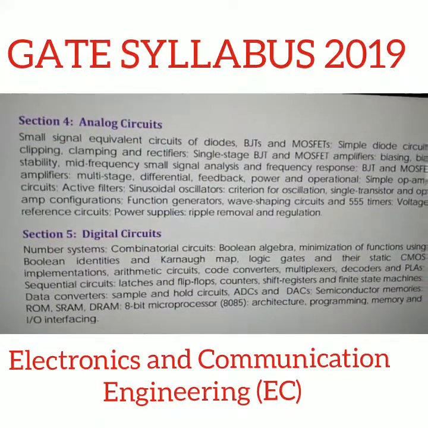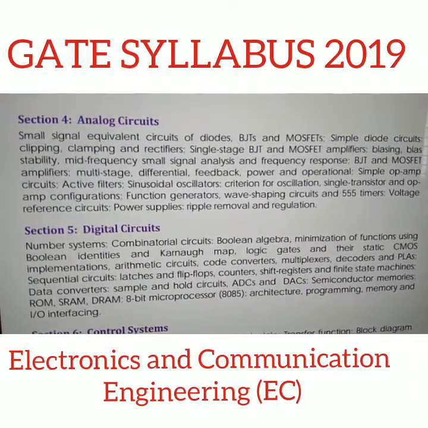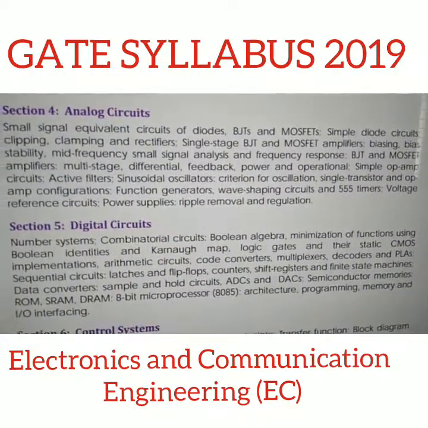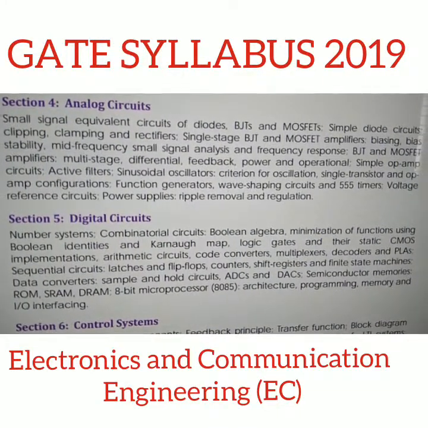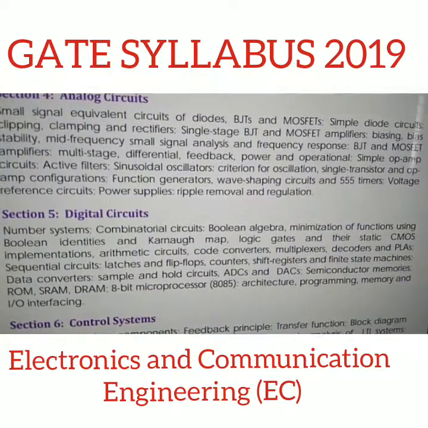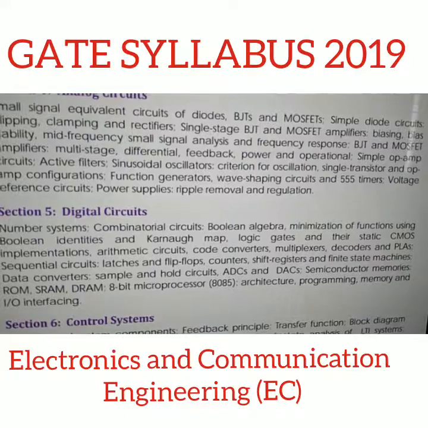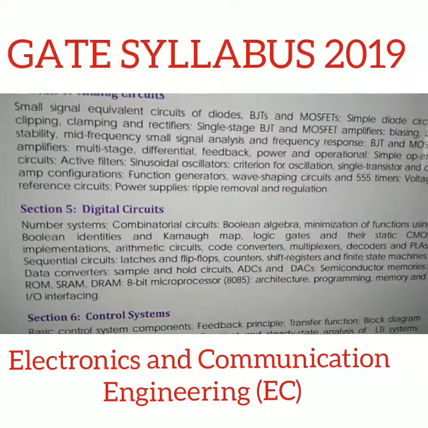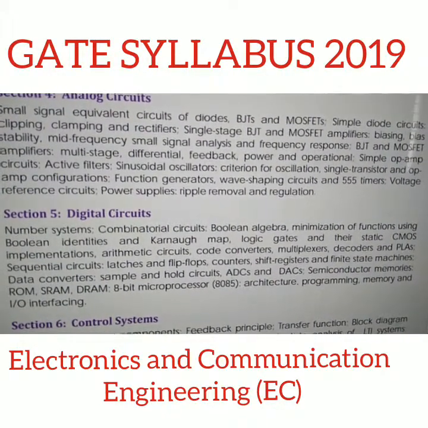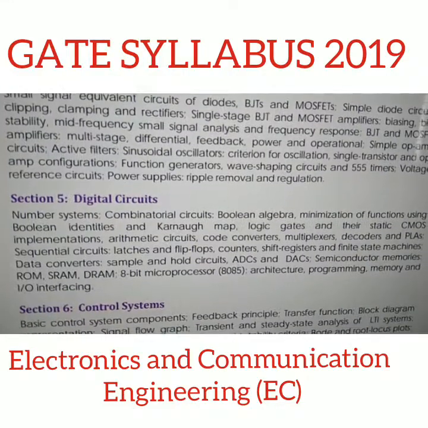Section 4, analog circuits, includes small signal equivalent circuits of diode, BJT and MOSFET, simple diode circuits, clipping, clamping and rectifiers, single stage BJT and MOSFET amplifiers, biasing and bias stability, mid-frequency small signal analysis and frequency response, BJT and MOSFET amplifiers, multi-stage, differential, feedback, power and operational amplifiers, simple op-amp circuits, active filters, sinusoidal oscillators, criterion for oscillation, single transistor and op-amp configurations, function generators, wave shaping circuits and 555 timers, voltage reference circuits, power supplies, ripple removal and regulation.